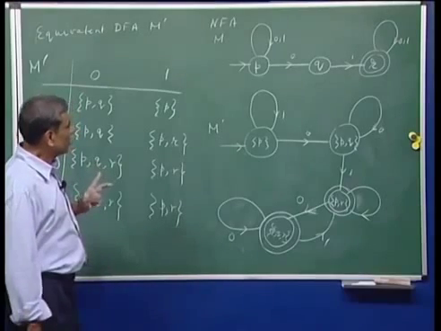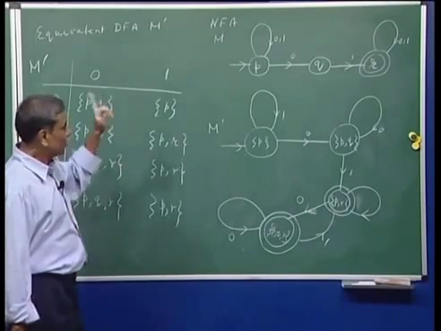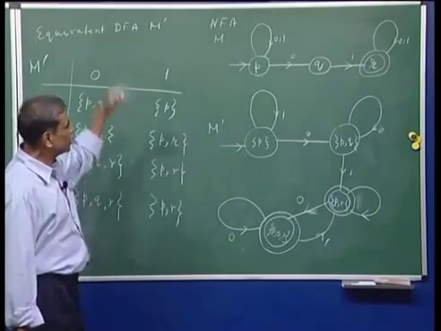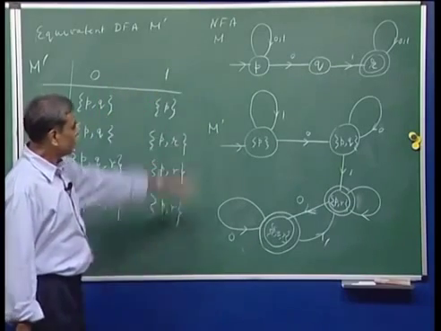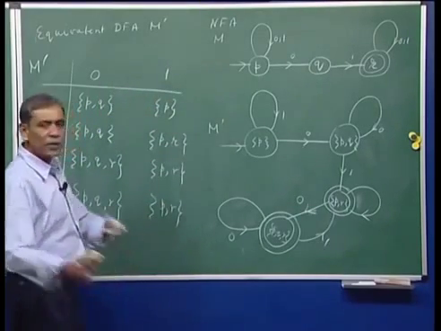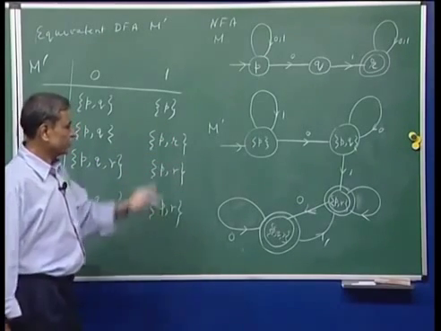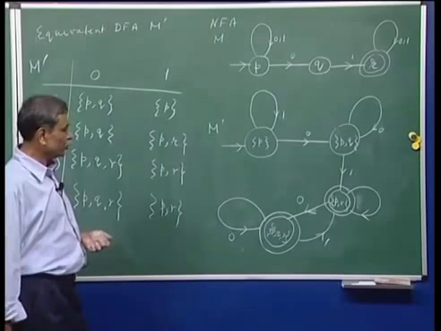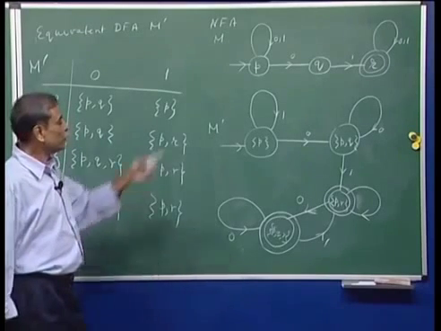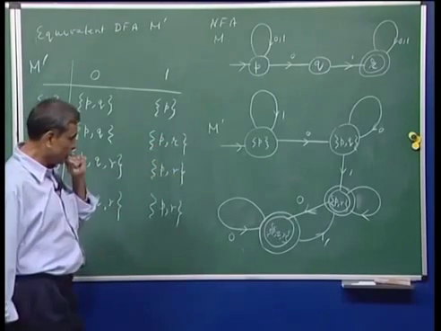Now, 2 points. First of all, I mentioned it once, if you had done this mechanically, you would have written 8 states and then you would have found some of the states are not reachable. So, we do not have to really show those states. So, this is the DFA.